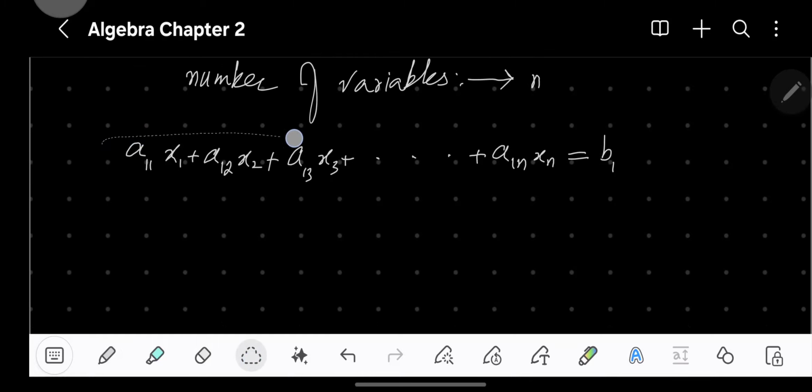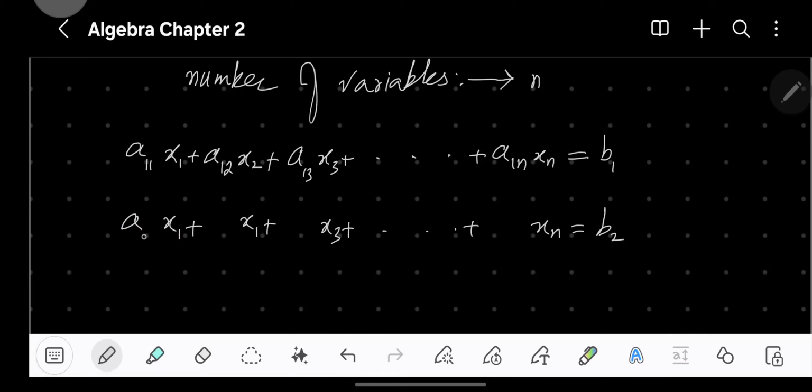Similarly, I will write the second equation. For the second equation I will again write the same variables, x1 plus x2 plus x3 up to so on plus xn is equal to b2, but the coefficients should be in this way: a21, here a22, here a23, up to so on, here a2n.